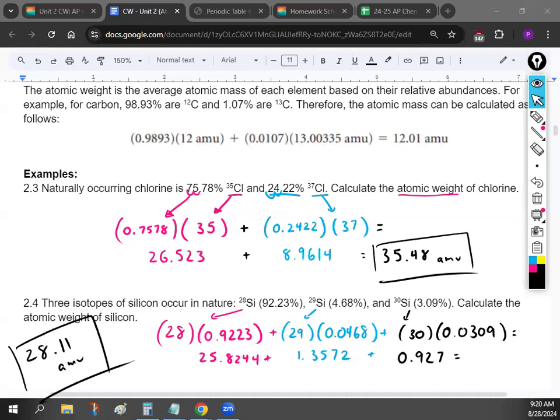Alrighty, guys. Did everyone get about 28.11? If you got 28.1, that's fine as well, as long as you're close to that. So, similar concept. All you have to do is isotope, percentage. That's it. Put them together, you get 28.11.